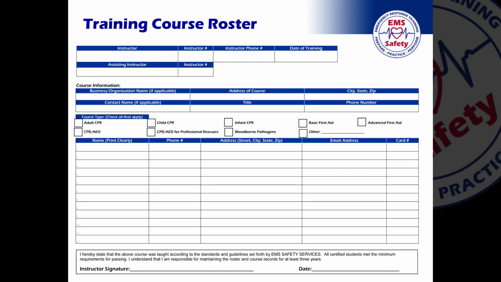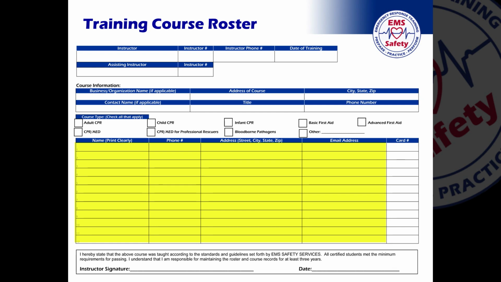Any assisting instructor information goes here. Remember, always maintain a ratio of at least 1 instructor for every 12 students. Information about the course location will go in these 2 rows. We also need to document the course type in these fields. Check any that apply.